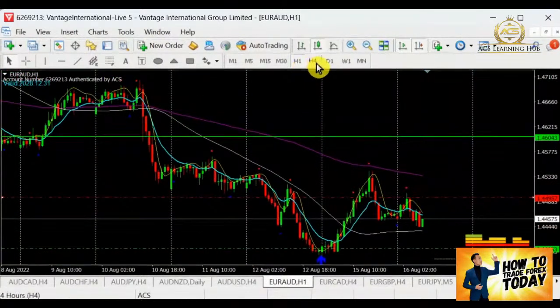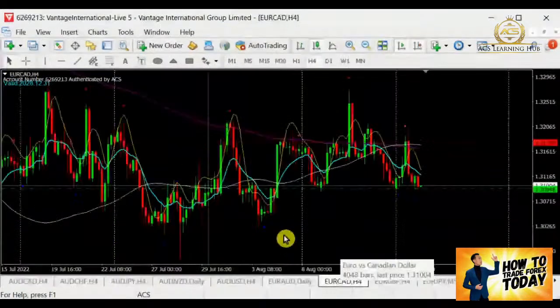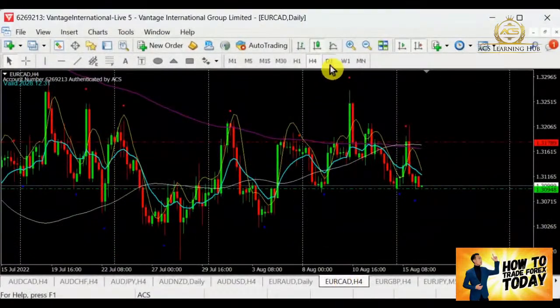So tentatively, I'm still looking for Euro Aussie to sell. Okay, Euro Aussie. Right, so Euro Aussie, yes, we can look out for selling. Okay, how about Euro CAD? Euro CAD, right? Euro CAD over here.